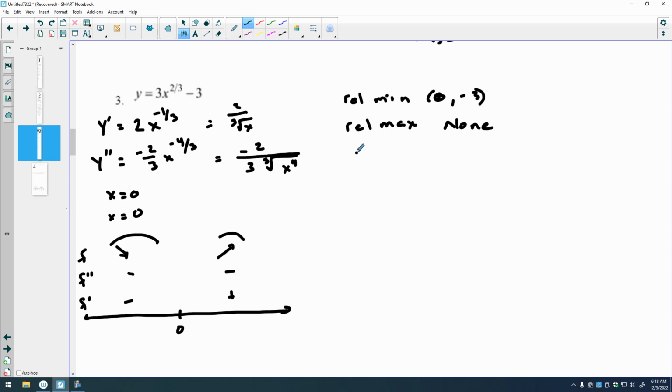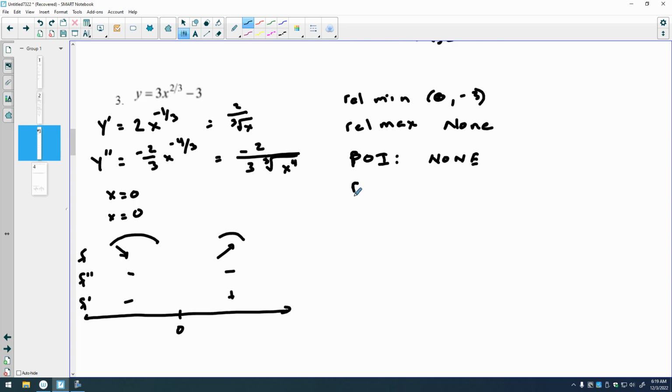Oh, I forgot all my other stuff. I'll just keep going on this route. Point of inflection. Where does it switch concavity? It doesn't. So there's no point of inflection, right? Concave down on this side, concave down on this side. There's no point of inflection. I just looked at my answer key. My answer key is wrong. Okay, it doesn't switch concavity. Is 0 a possible point of inflection? Absolutely. But it never switches concavity. So it's not a point of inflection.